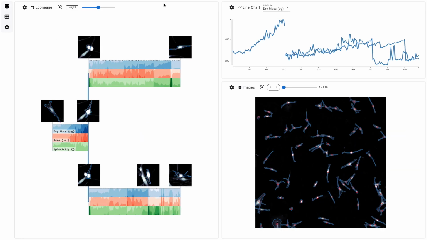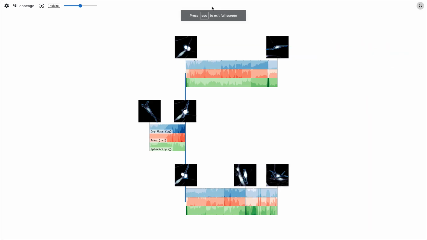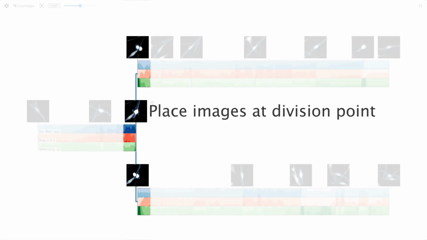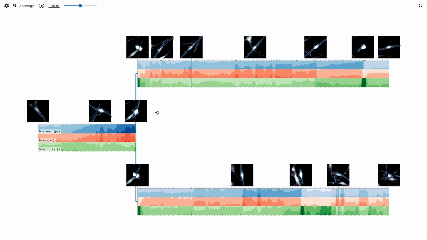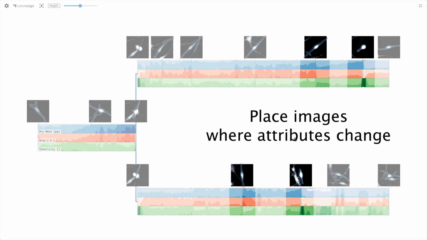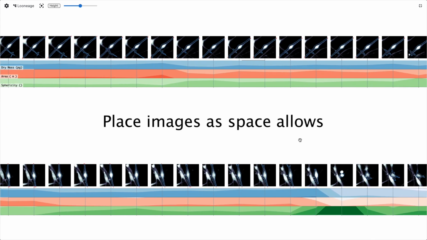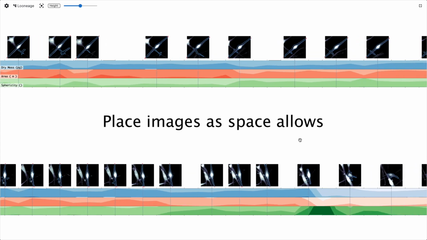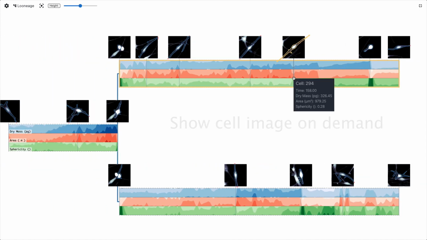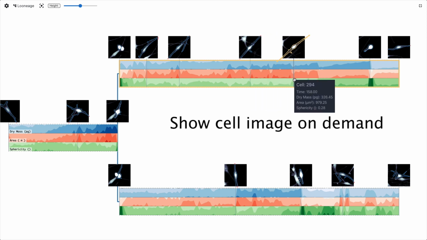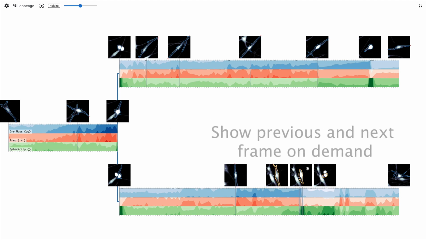In Aardvark, we use horizon charts to represent time series data. Image snippets of cells are superimposed above the horizon charts. We place images on the tree topology near division points and where large changes occur in cell attributes. As the size of the tree changes, additional cells are added or removed. Mousing over the horizon chart shows thumbnails with a full cell boundary beyond the clipped region. Hovering over a cell image shows the previous and next frames, and selecting it pins those images.